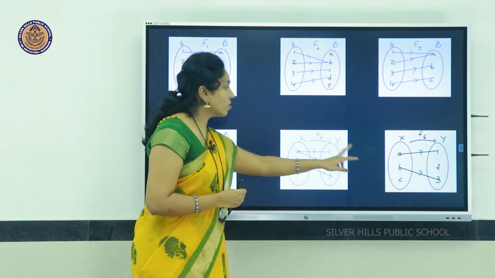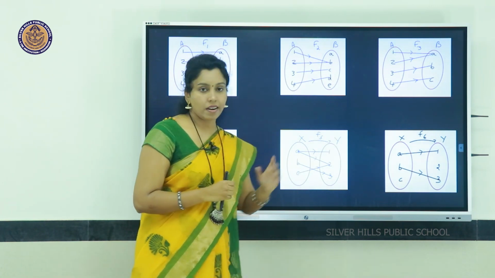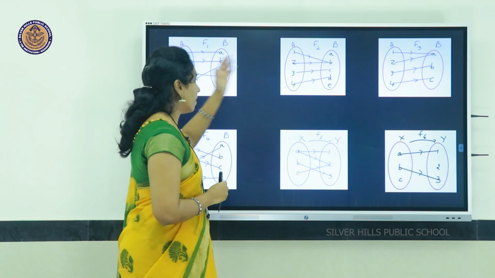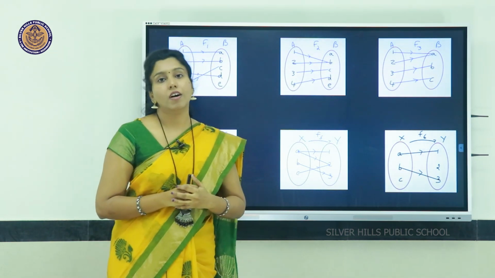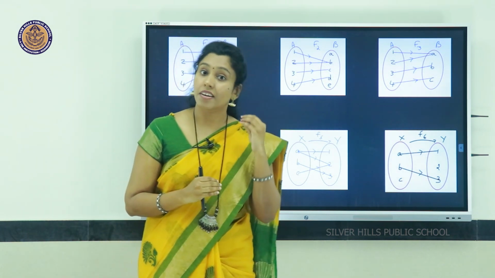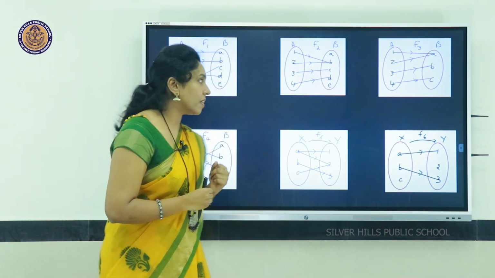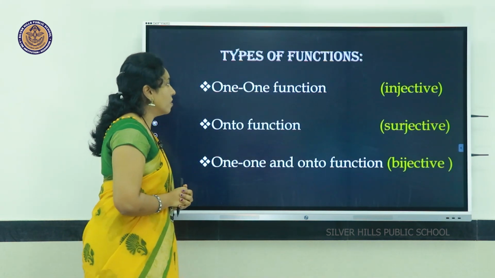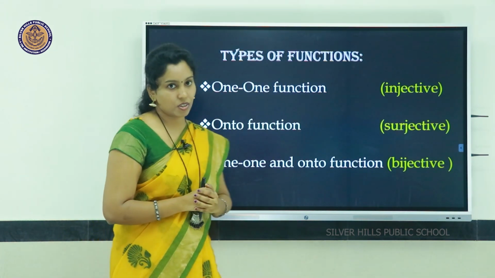So, the last two, that is F5 and F6, are not functions, but the remaining members are all functions. Now, let us discuss what the different types of functions are. Basically, 3 types are there. First one is called 1-1 function.